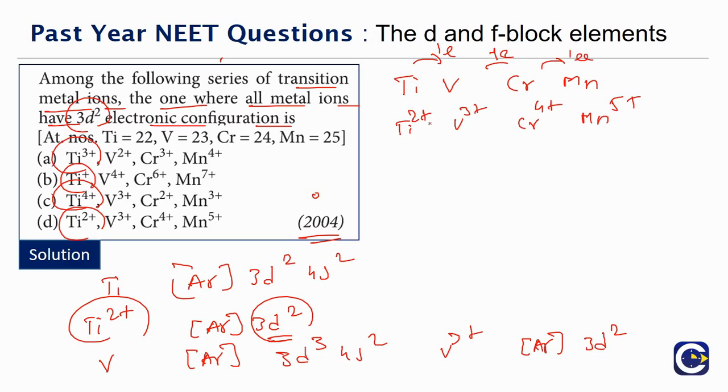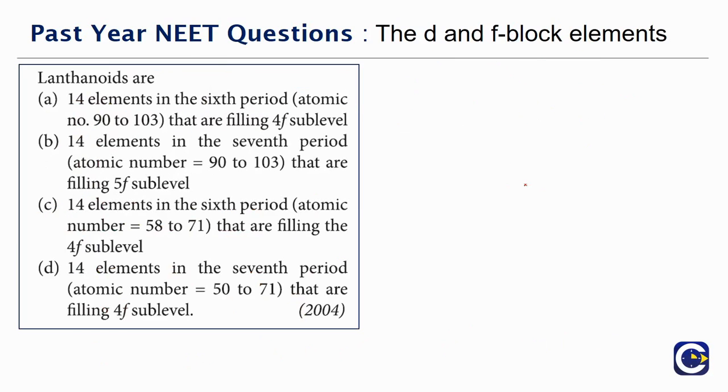If you remove 2 electrons from titanium, that will be equivalent to removing 3 electrons from vanadium, which is equivalent to removing 4 electrons from chromium, and 5 electrons from manganese. So all of them are going to have what kind of an arrangement? They will be having argon 3d2 arrangement. So the correct answer for this is option D. It's a straight question based on the electronic arrangement.